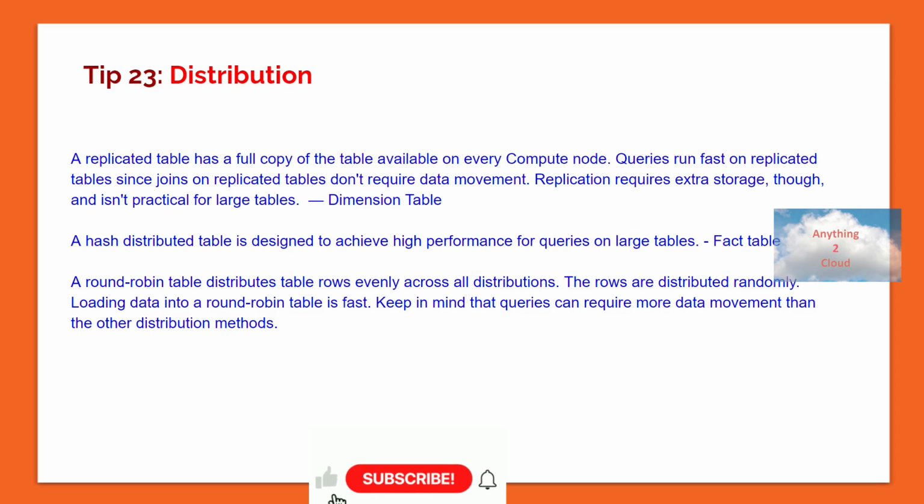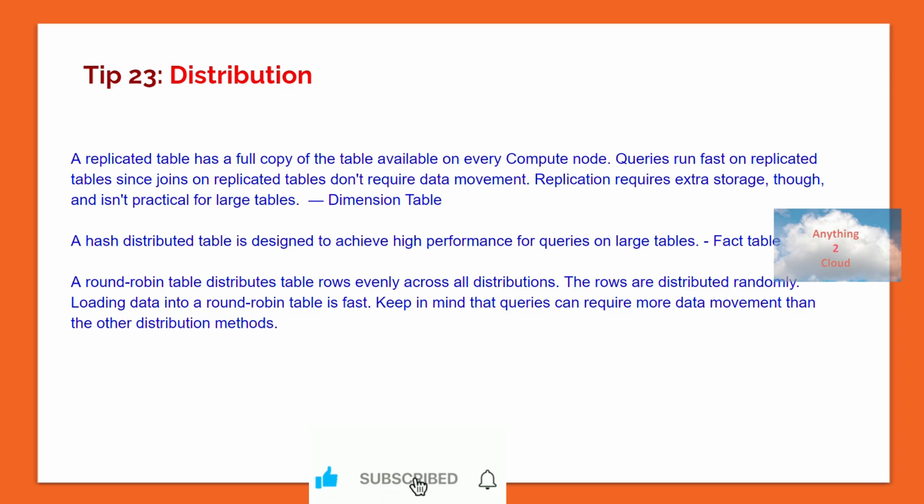And the hash distributed table is designed to achieve high performance for queries on large tables. So predominantly we have hash distribution for fact tables. A round robin table distributes table rows evenly across all distributions. The rows are distributed randomly. Loading data into round-robin tables is fast. Keep in mind that queries can require more data movement than other distribution methods. Predominantly for fact tables, we use hash distributed, and for dimension tables, we use replicated.